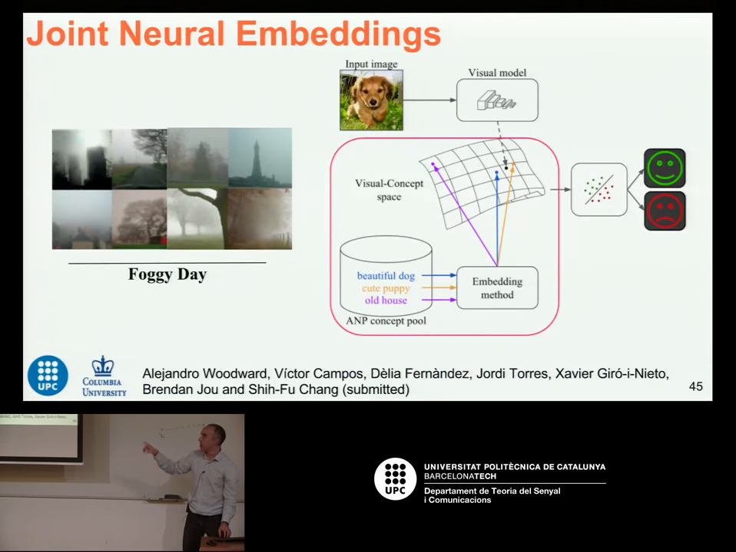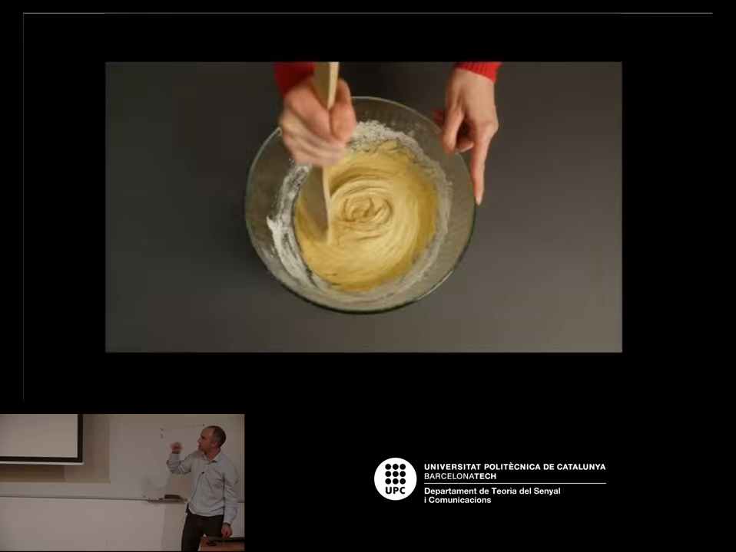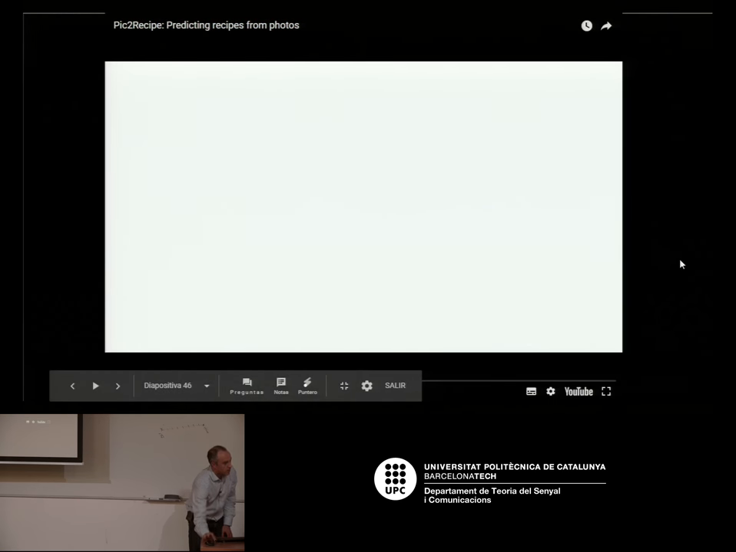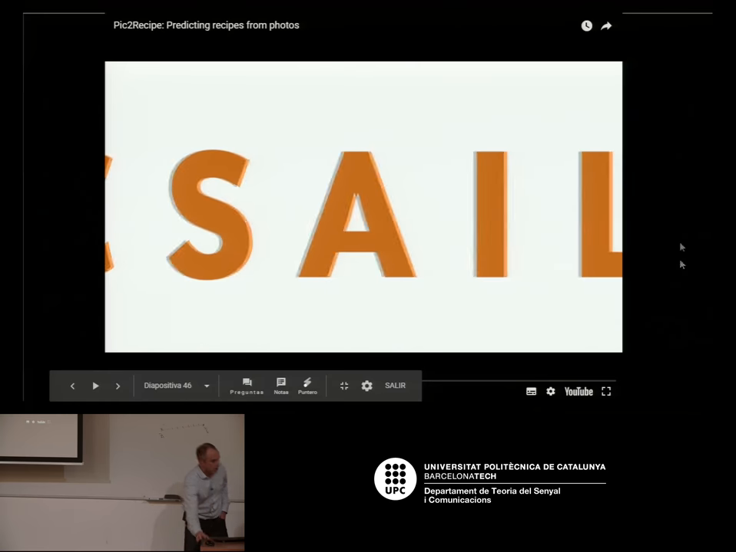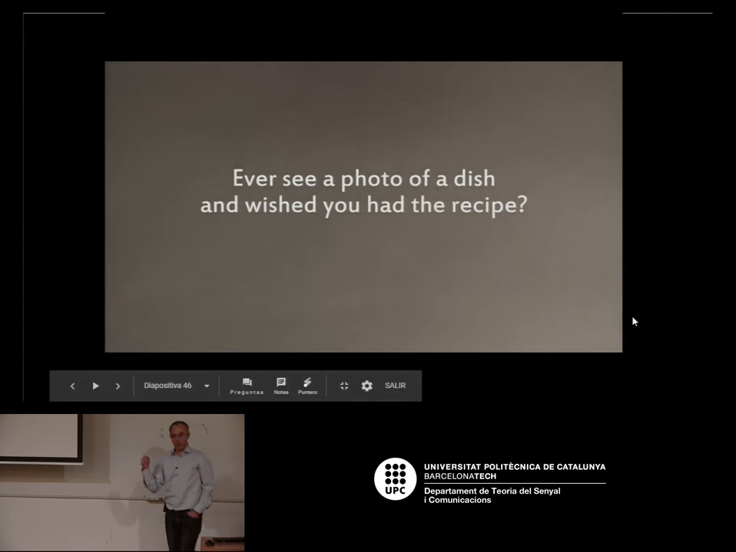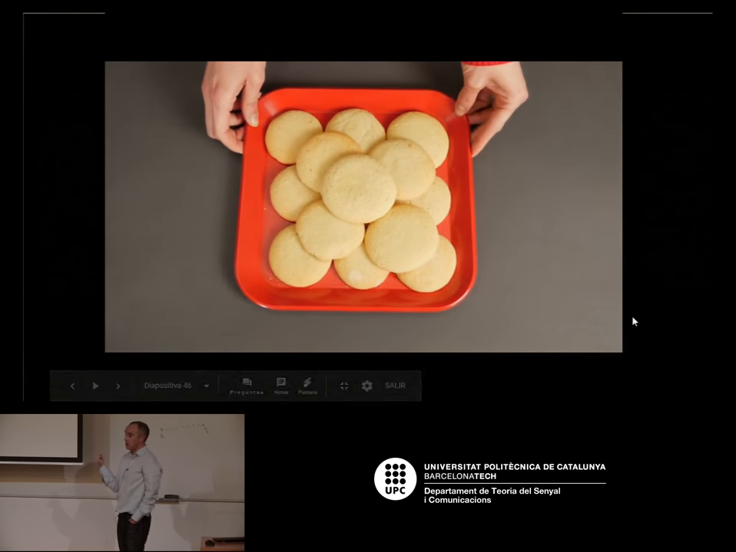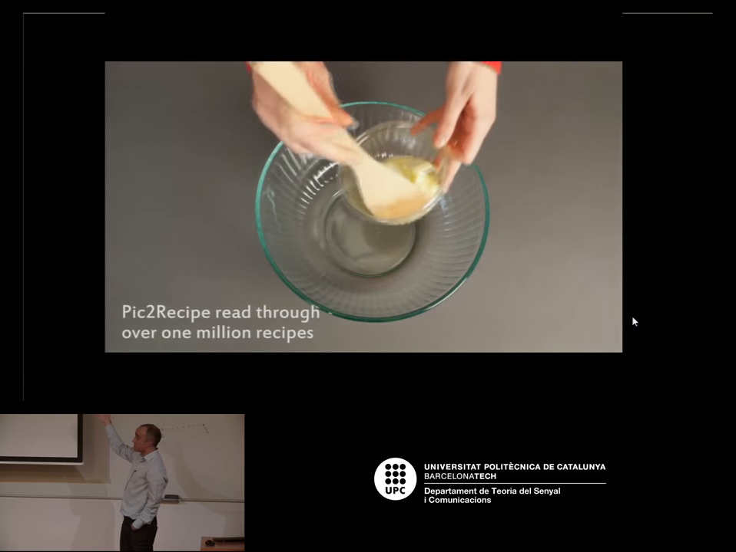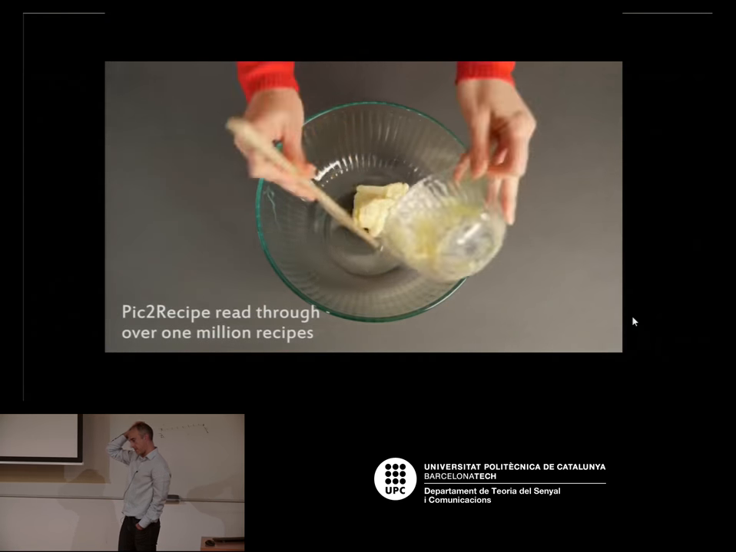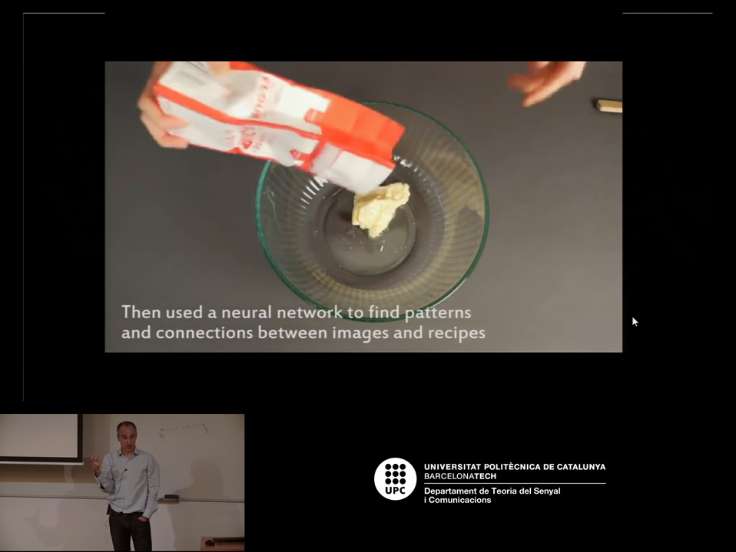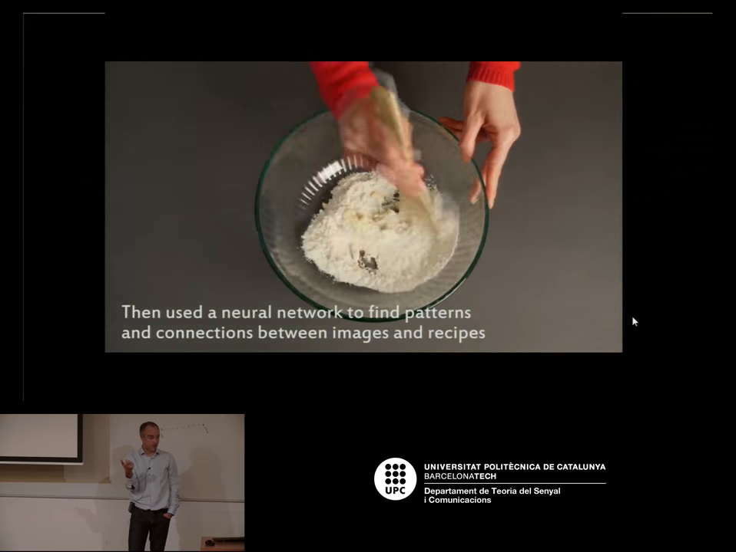Okay, here at UPC, we've worked on this in the field of sentiment analysis. I think I'll skip this part. And I wanted to show this work, because it was very popular. That's this work from my PhD student when she was at MIT. What she did, she trained a joint embedding, okay, to solve this task where you predict the recipe of a dish, okay, based just on a picture.